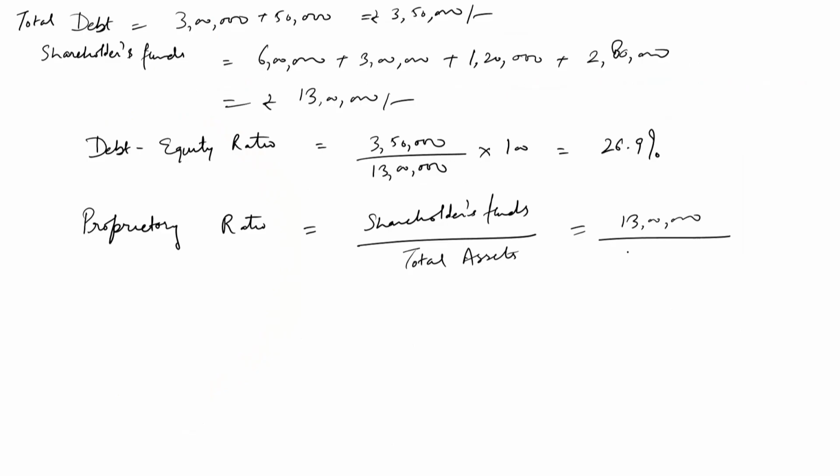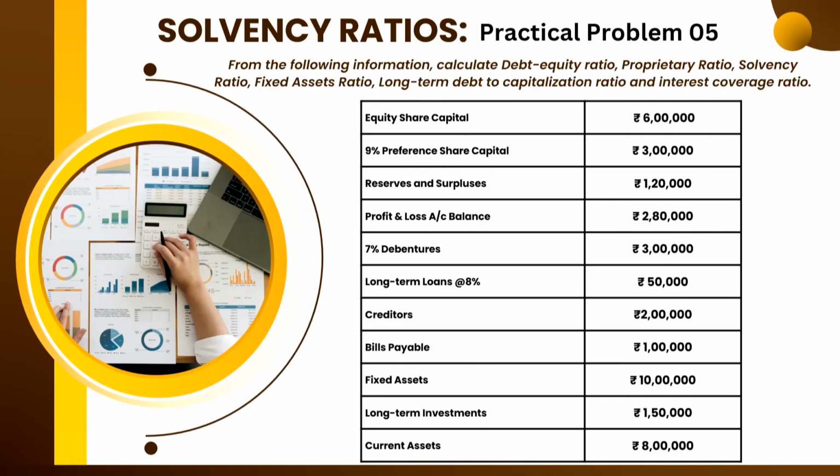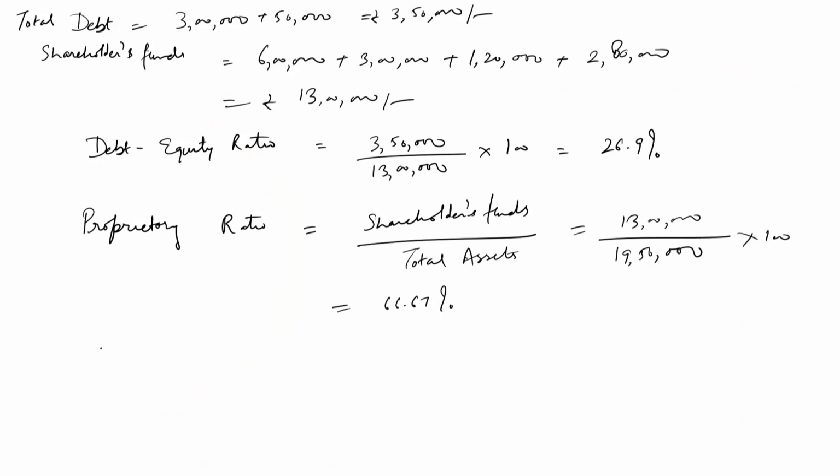So the total is 19,50,000. When we compute it, it falls to 66.67%, meaning almost 67% of all the assets of the company are financed through the shareholders' funds. Next, in this question we have to compute the solvency ratio.